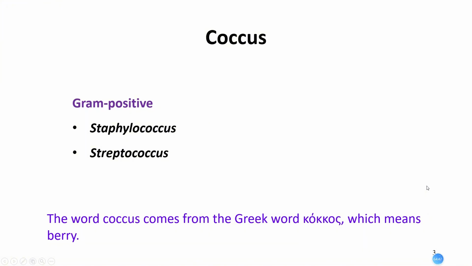And in this chapter, we'll learn about three major coccus pathogens. Two of them are gram-positive, the Staphylococcus and Streptococcus. And we'll also learn about the gram-negative coccus, the Diplococci Neisseria.